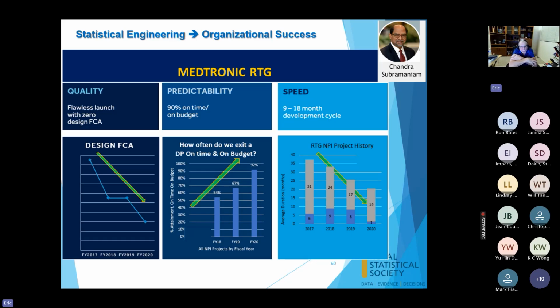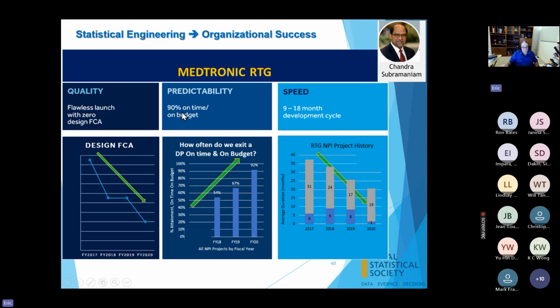I was fortunate when I was at Medtronic, the 11 years at Medtronic. Most of the time I reported to Chandra Subramaniam, who was a very strong supporter of these approaches. He actually made it part of his goals as the Vice President of Research and Development. He set 3 goals for his R&D organization in developing more than 60 new products. Quality, which we define as a flawless launch with 0 design-related field corrective actions. That's what the Food and Drug Administration calls problems that involve customers and patients.